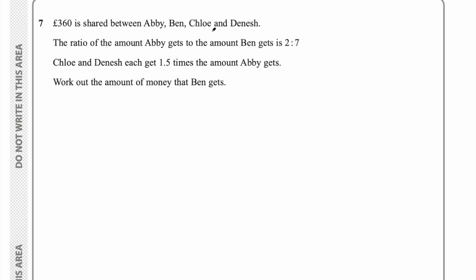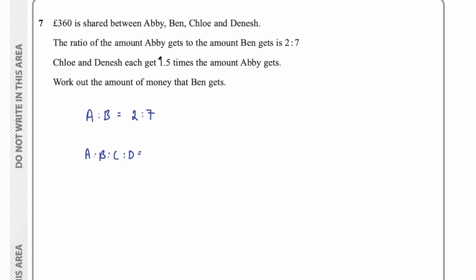Okay, firstly I'm going to summarize some of this information. So the ratio of Abby to Ben, the amount they get each, I'll write that as A to B. This is 2 to 7. And if I want to write them all in the same ratio, so Abby to Ben to Chloe to Dinesh, in other words A to B to C to D, I need to think, how can I write the ratio of Chloe and Dinesh to Abby and Ben?